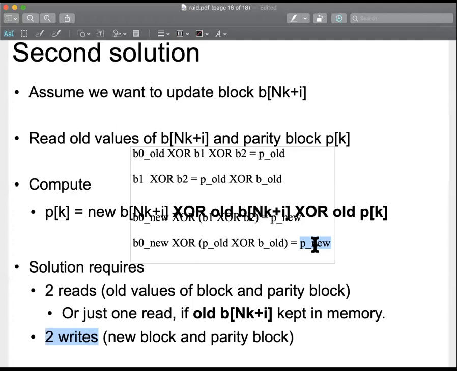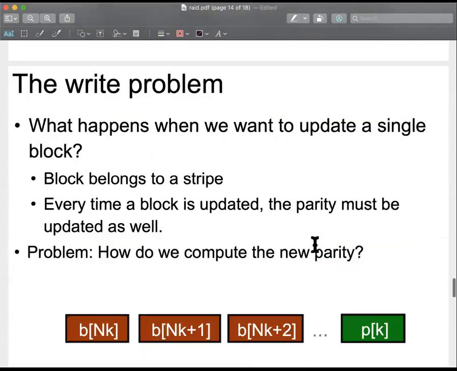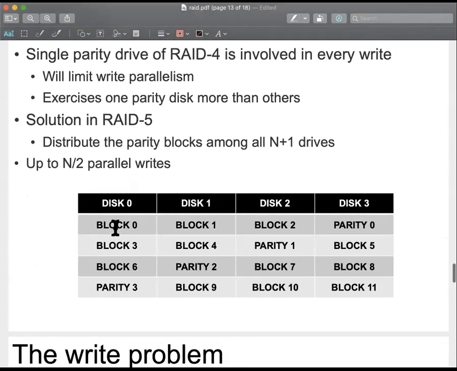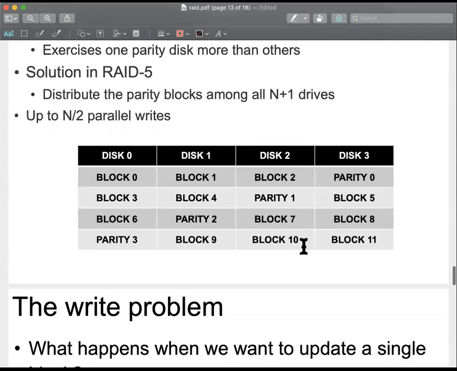parallel writes. Okay, so going back to the original problem that we had, if we are now writing block 0 and block 4 in parallel, then for the first write, only disk 0 and disk 3 will be engaged, and for the second one, only disk 1 and disk 2 will be engaged. Okay, so which means those write operations can happen in parallel.